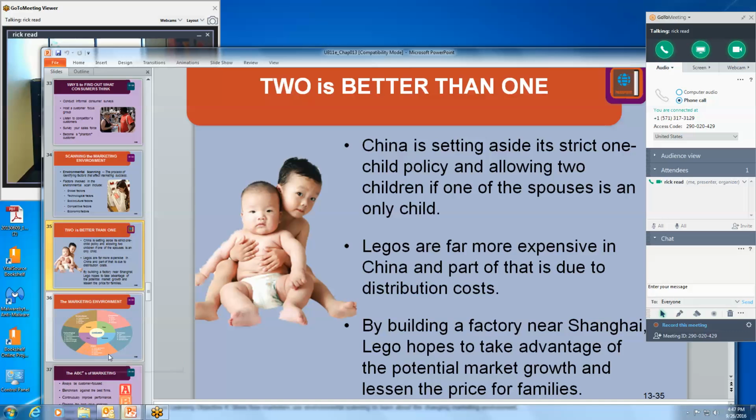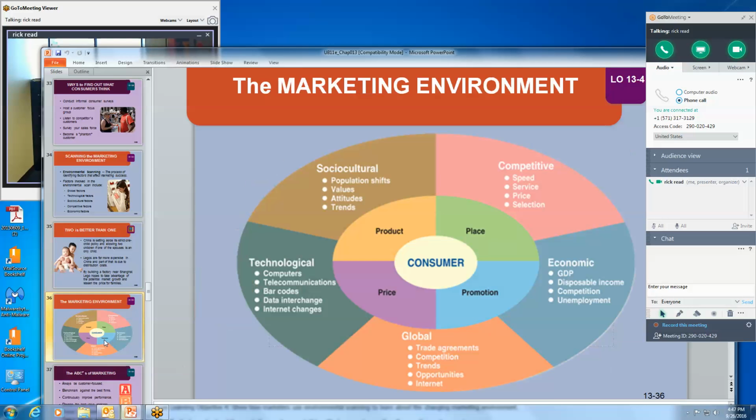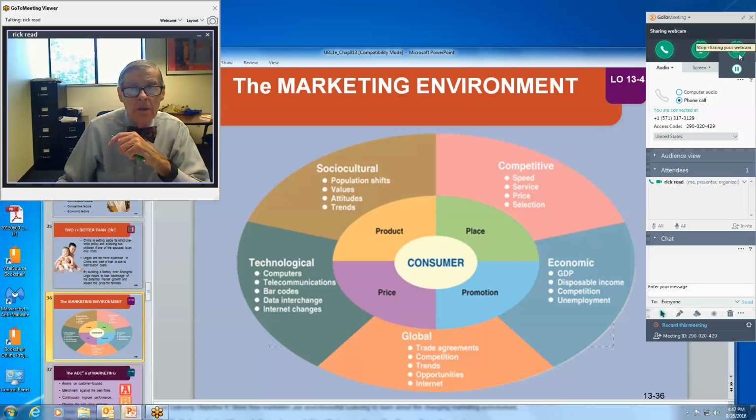I'm not going to talk about this particular thing, and this is the marketing environment that we talked about. Again, the figure, notice the customer in the center, the 4 Ps concentrically arranged around the customer, and then we have the various factors that all impact on the marketing environment.